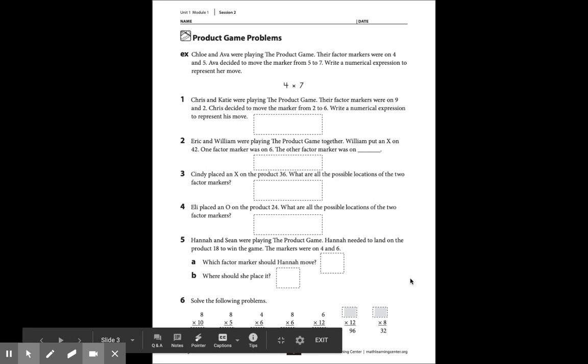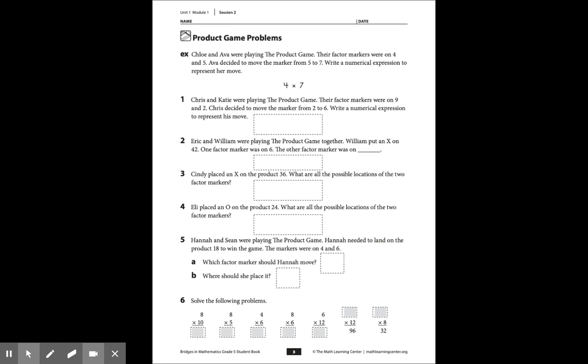All right. The product game problems. This is another page within your math book. Not too hard. I think we all can probably do something like this. Chloe and Ava were playing the product game. Their factor markers were on 4 and 5. Ava decided to move the marker from 5 to 7. So now you have 4 and 7. So it's a little bit about the game, what they did, and you solving a problem, writing the problem that allows someone to tell which problems they're on.